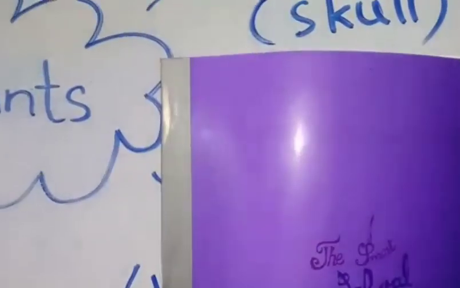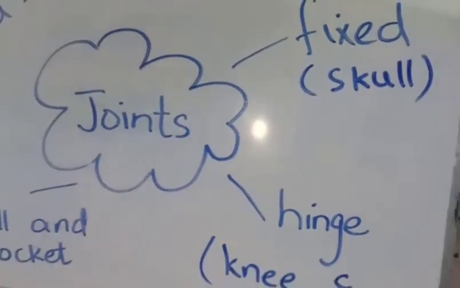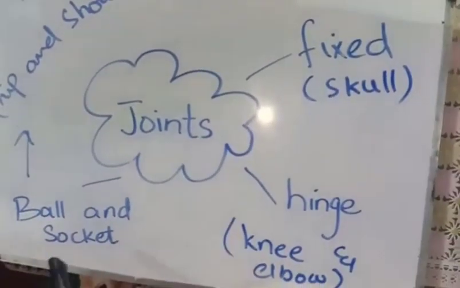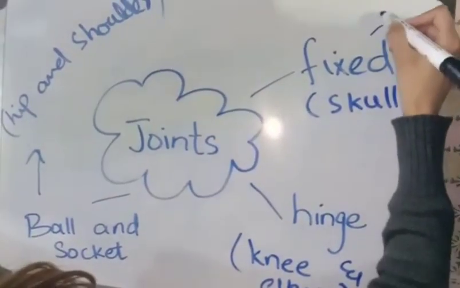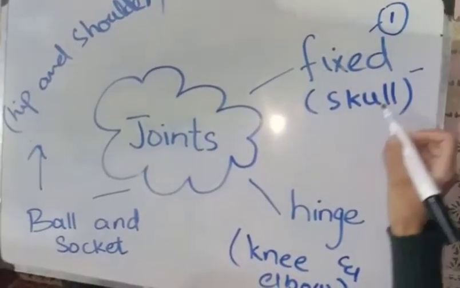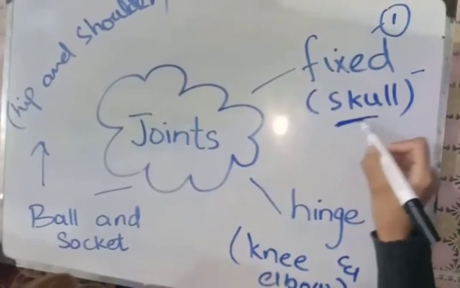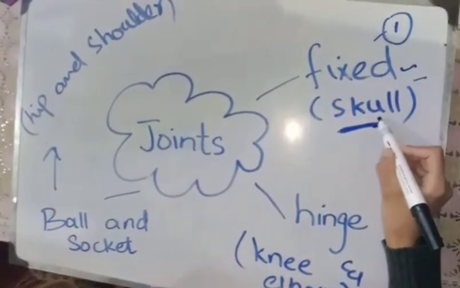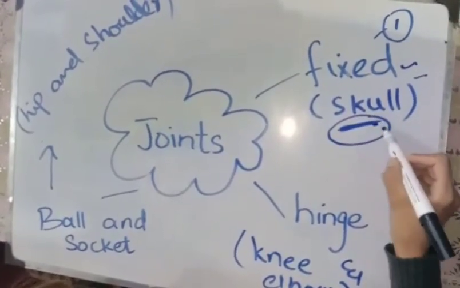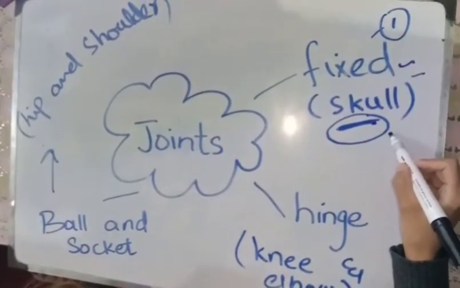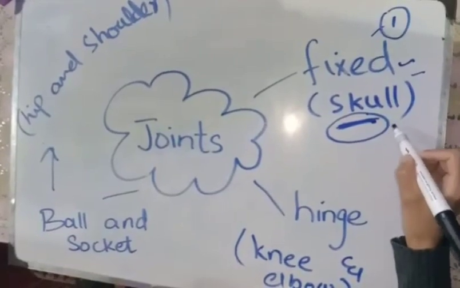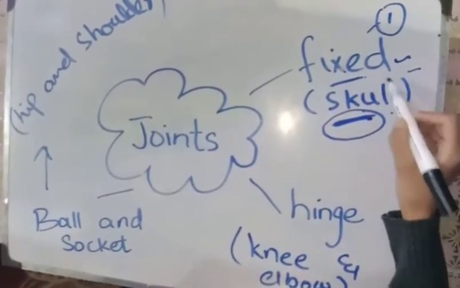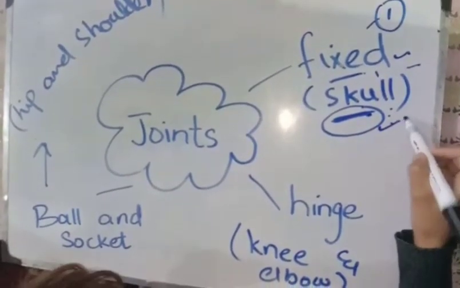From this flow chart, you can see here is the joints, and you can see there are 3 types of joints. Number 1 is fixed joints. This type of joint is present in our skull. Why do we call it a fixed joint? Because the bones that are present in our skull are totally fixed. We can't move them, so that's why their joints are also fixed, and we call it fixed joints, and these are present in our skull portion.